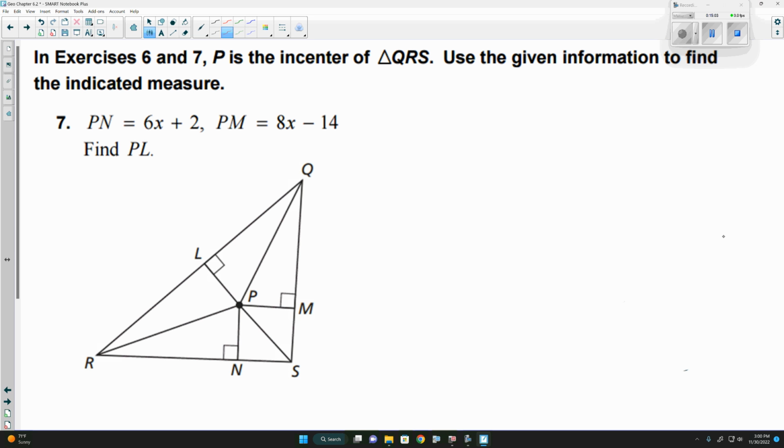So this here is still the incenter. So PN is 6x plus 2. PM is 8x minus 14. And we want to find the length of PL. Well, we know that all three of these are congruent, so we can set them equal to each other. 8x minus 14 is equal to 6x plus 2.